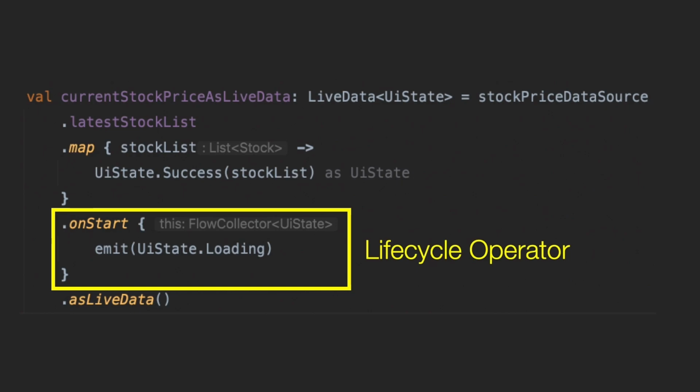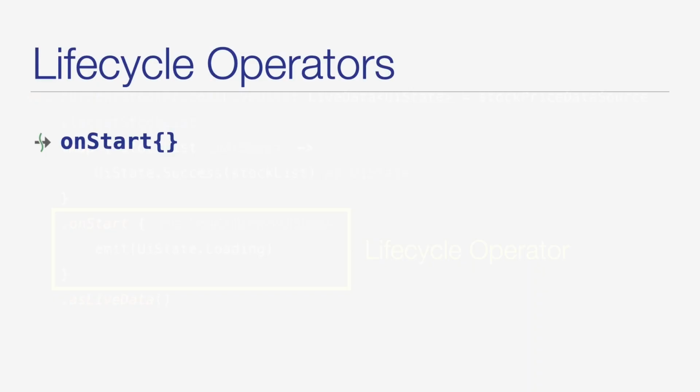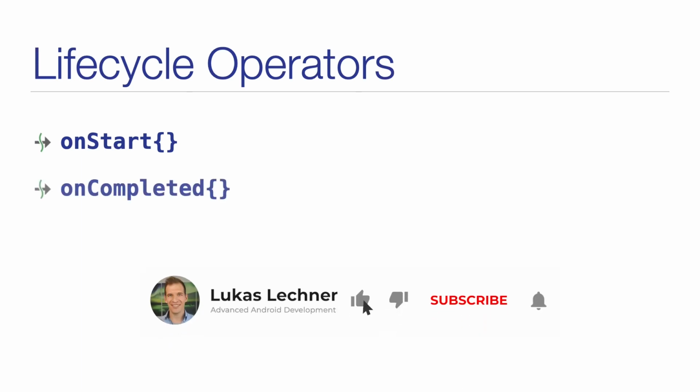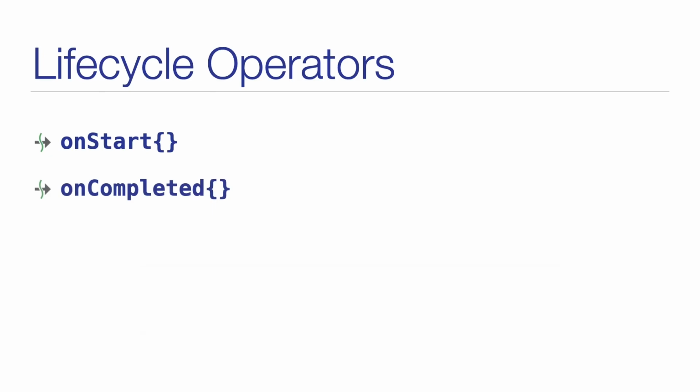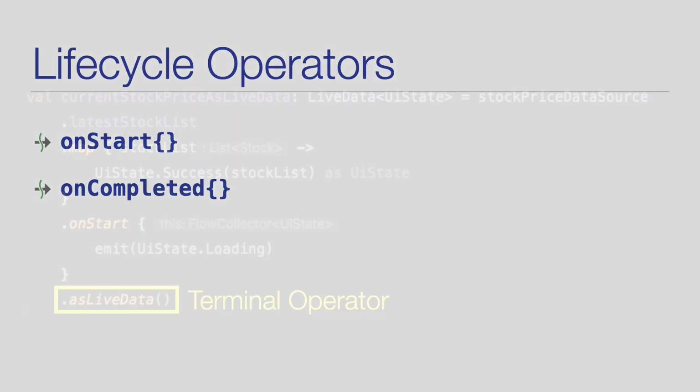In our use case, we used it to emit the loading UI state so that the activity shows a loading indicator before the first emission of the stock list is received. Besides onStart, there's also the onCompletion lifecycle operator, which is called when the flow completes either successfully or exceptionally, or when the flow gets cancelled.